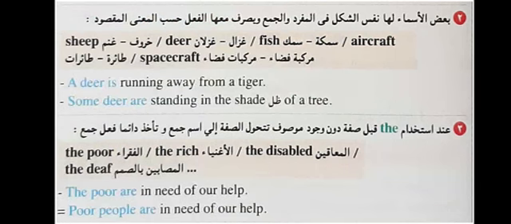Some nouns have the same form in plural and singular. For example, you can say one sheep or two sheep. You don't add s to make the noun plural, but you just use the same word. One deer, two deer. One fish, two fish. One aircraft, two aircraft. One spacecraft, two spacecraft.